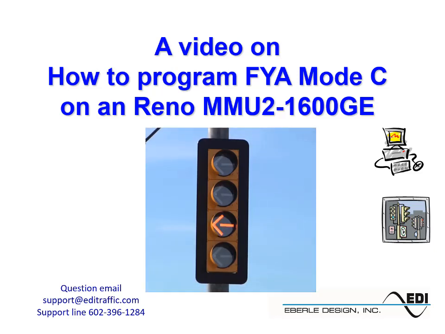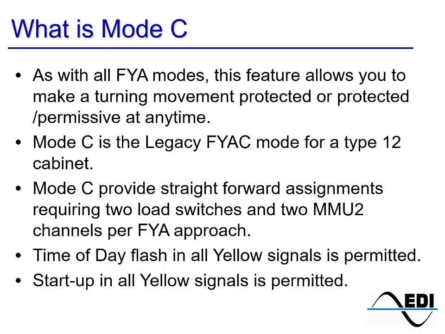This video is going to show you how to program a flashing yellow arrow mode C on a Reno MMU2-1600GE. As with most or all of the FYA modes, or flashing yellow arrow modes, this feature allows you to make a turning movement permitted or protected permissive at any time.